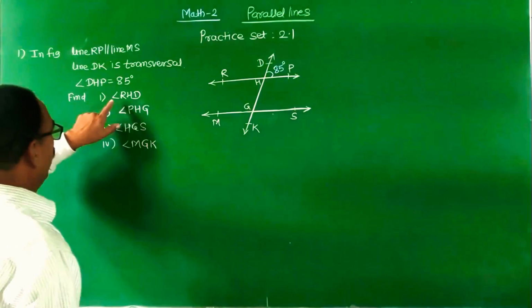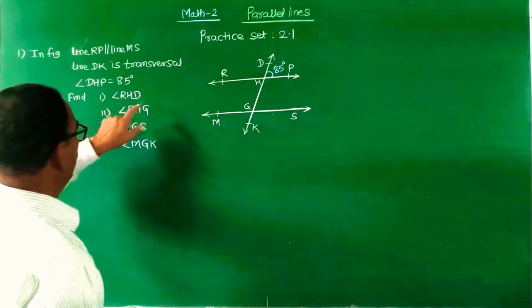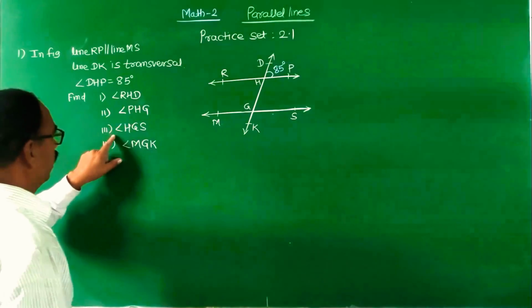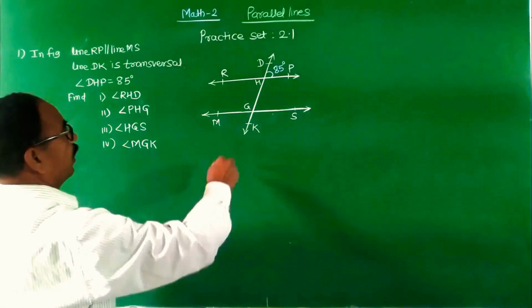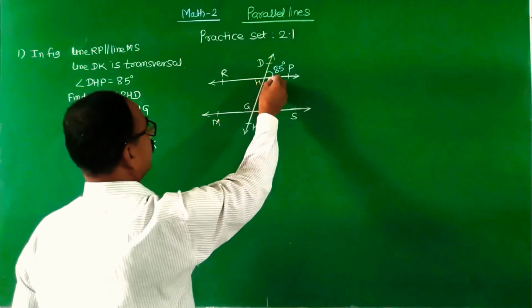And we have to find the angle RHD, then PHG, angle HGS and angle MGK. So first we are given DHP.